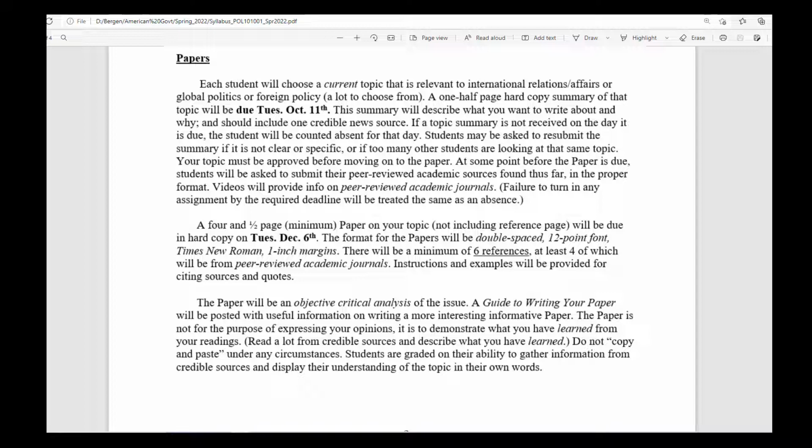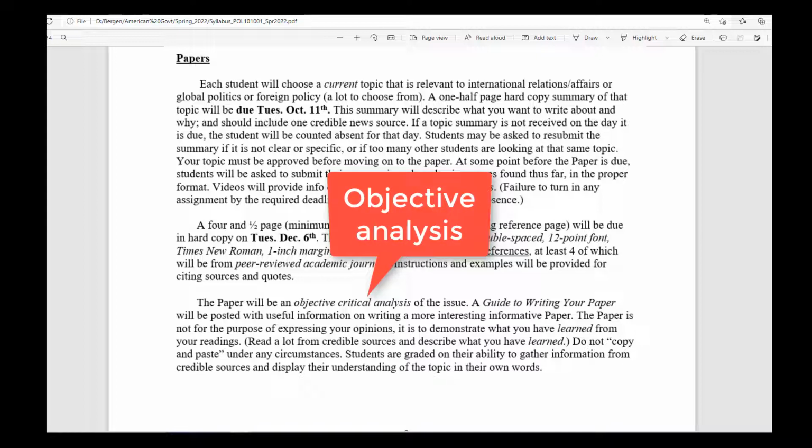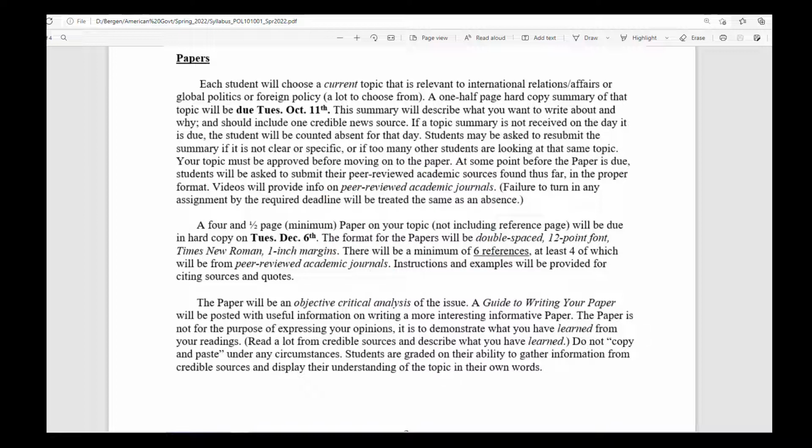Talk about that here in a second. Speaking of references, there'll be a minimum of 6 references for your paper, 4 of which will need to be peer-reviewed academic journals. As I've talked about them many times already, the peer-reviewed academic journals are going to be the heart of your paper. That's where your analysis will come from, that you are reviewing and describing what you've learned. Another reminder here, the paper will be an objective critical analysis of the issue. This is not going to be an editorializing or an opinion forum. I want to find out what you've learned about that issue.